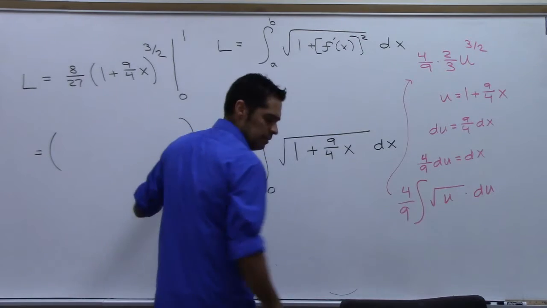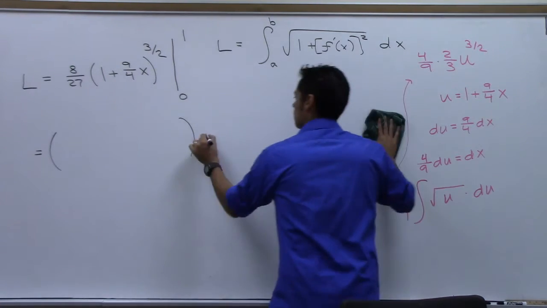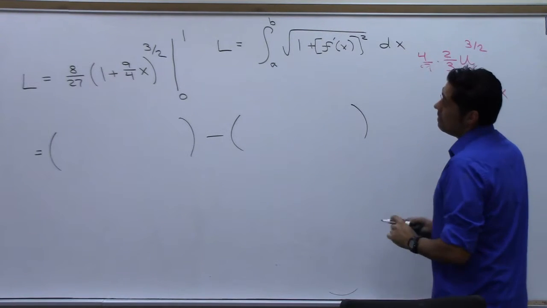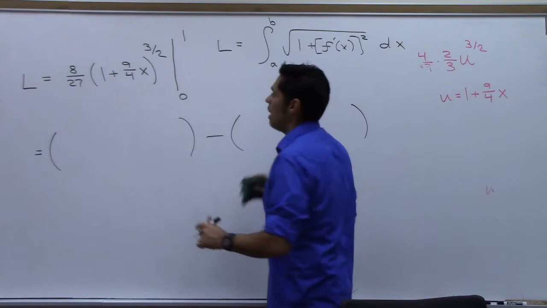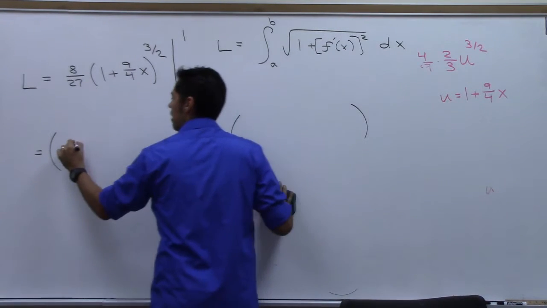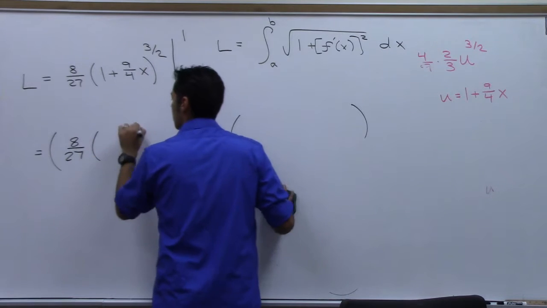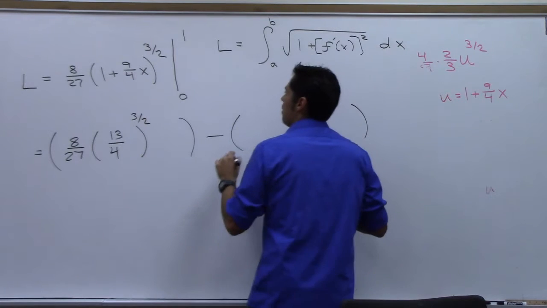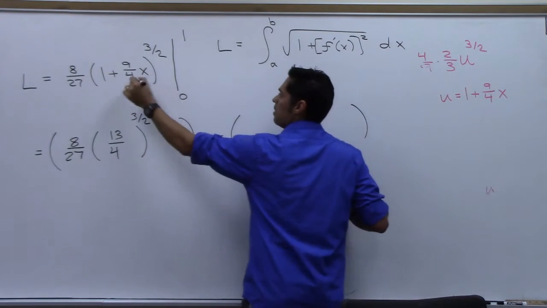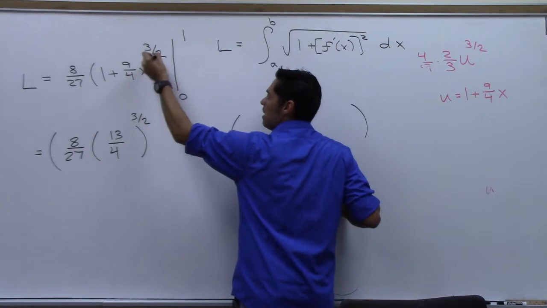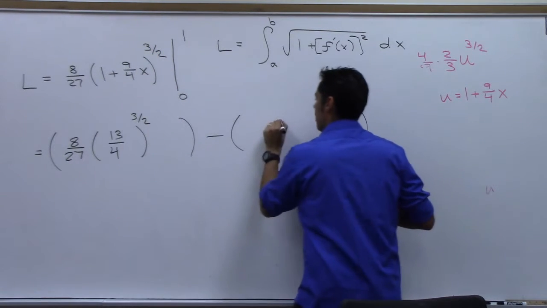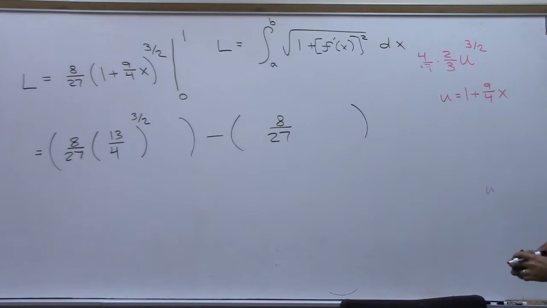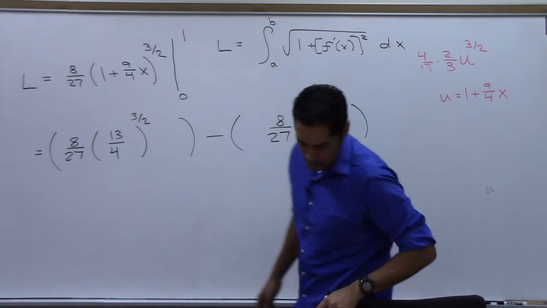So let me just write this out. I'm going to have two things. Yes, the 0 will have to go in, because it will actually turn into something. So 1 goes in here. I've got the 8/27 out front, times 13/4 to the 3/2. And over here, when you plug in 0, this goes away, but you still have 1. 1 to any power is still 1, so you just have 8/27 here. That would be the exact form of the answer.